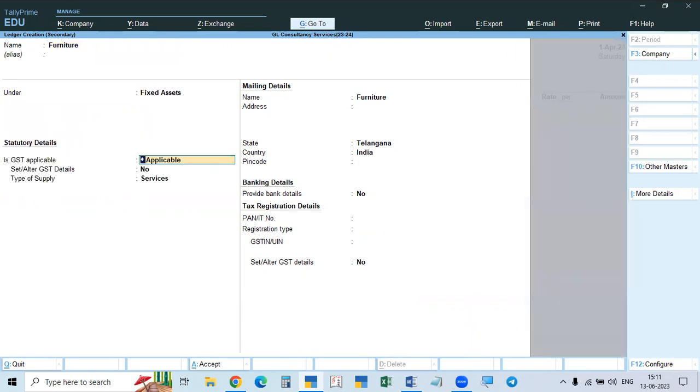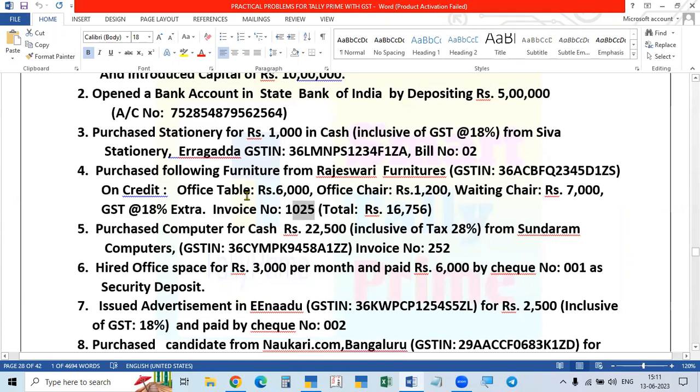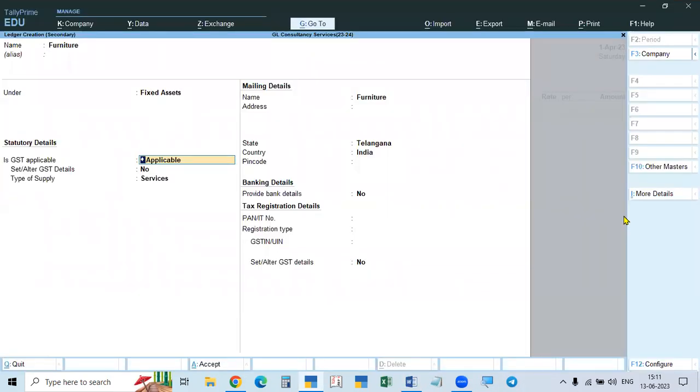But one thing you can do here: we are purchasing three items, office table, office chair, and waiting chair. All these we are purchasing. Generally, for table, chair, fan, all these, we will not enter individual accounts. We will call all of them together as furniture. So we can just create a furniture account directly, give the total amount, and I will show you how to do the details of the furniture separately.